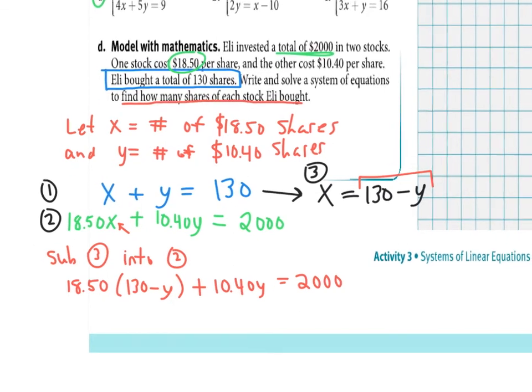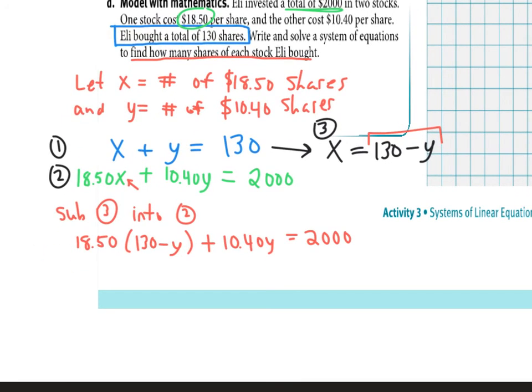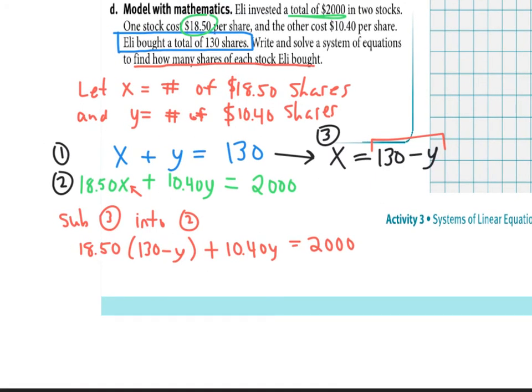Okay, so we can keep going on that now. I'm going to use my calculator here just to distribute. So 18.50 times 130 is 2405. I'm distributing the 18.50 right now, right? So 2405. Okay, and I'm going to distribute the 18.50 times that minus y, so minus 18.50y. Then we have plus 10.40y. And this still needs to equal 2,000.